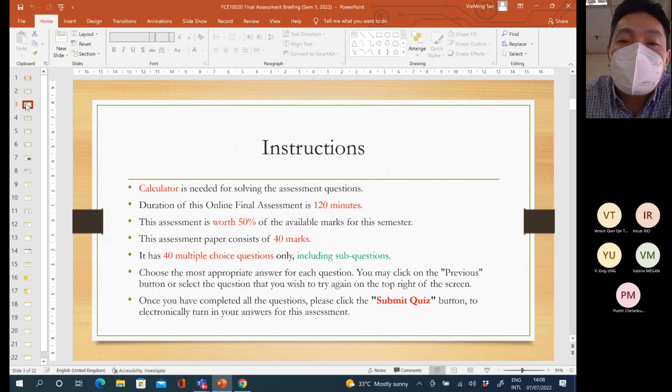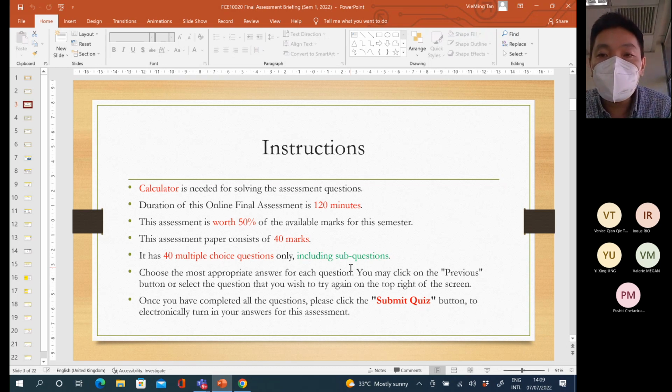Okay. And the assessment consists of 40 questions in total. Bear in mind, these 40 questions include the sub-questions, because some of the questions, for instance the hire purchase agreement question, may consist of 3 parts. Then that means this will be 3 questions. So overall, it will be 40 questions, including the main and also the sub-questions. And 1 question is worth 1 mark. So that means the total marks for this assessment is 40 marks. Okay, and then the system will convert it to 50%.